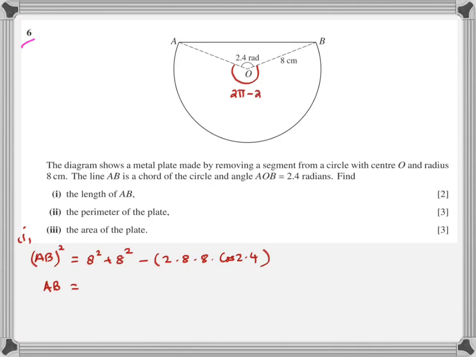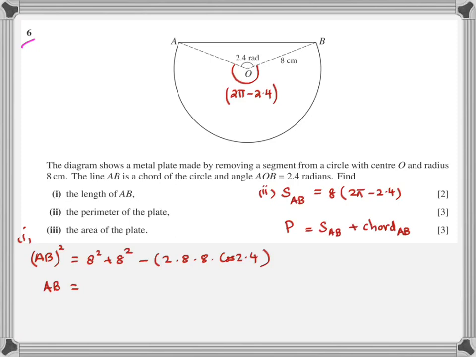Perimeter of this plate. For this plate, everything that is made up of solid black line, that is the perimeter. So AB is a perimeter. We already know it. What else do I need? I need the length of the major arc AB. Therefore, my angle would be 2 pi, 360 degrees, in radians is 2 pi minus 2.4. Based upon that, I find the arc length. Perimeter is AB chord plus the arc length of the major segment.